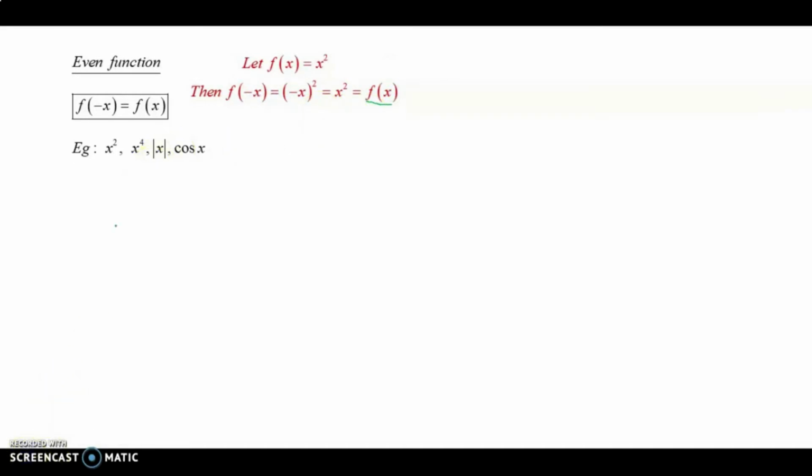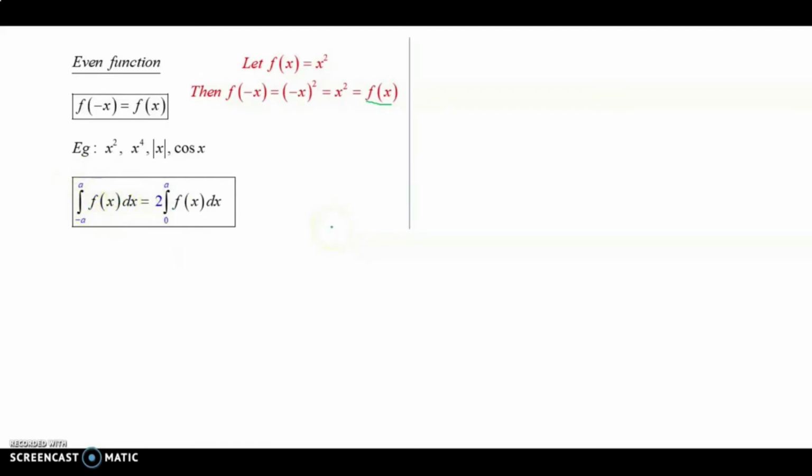For an even function, that is, if f of x is an even function, then the integration from minus a to plus a of f of x dx equals 2 times the integration from 0 to a of f of x dx. This is valid only when f of x is an even function.